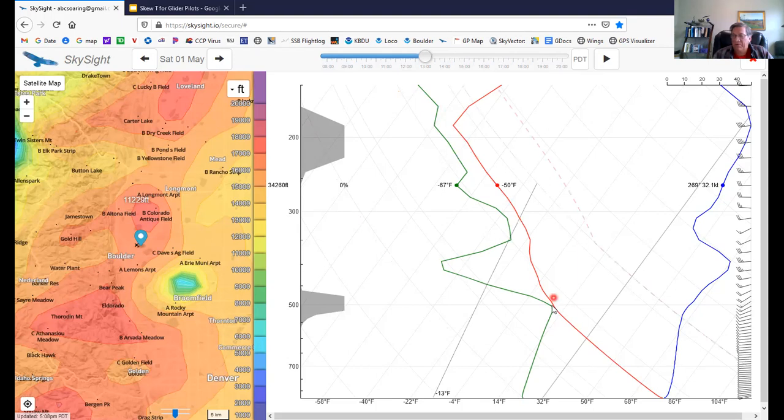So where the temperature and dew point come together, you get a cloud. You go further up, way up high, which is 35,000 feet, you start getting clouds again, and that shut things down. Now, that was later in the day, but it still stayed pretty good.